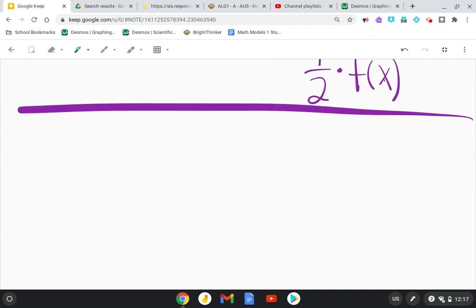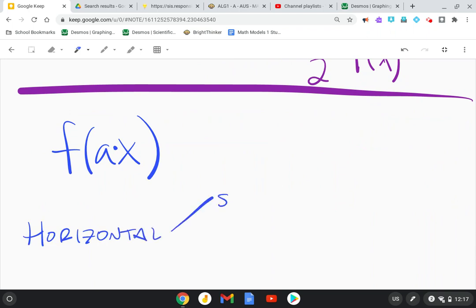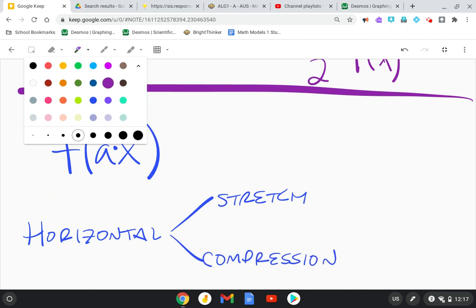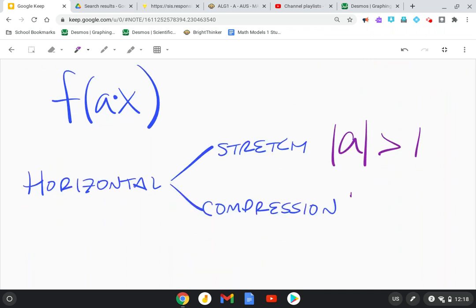Lastly, we have a multiplier that appears in the x part. So that would be like this, f of ax. So notice we're multiplying inside here now. If that happens, we're going to have a horizontal stretch or compression. It's going to have a similar relationship. So a stretch is going to be when the absolute value of A is greater than 1, and a compression is going to be when the absolute value of A is between 0 and 1.